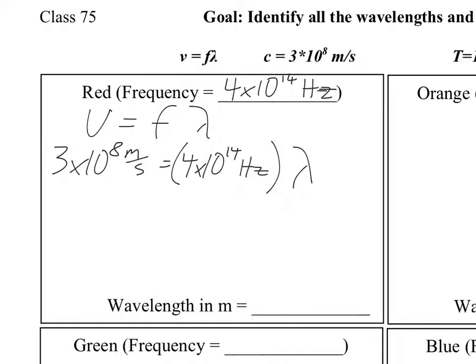Dividing both sides by 4 times 10 to the 14 hertz, and just be careful here when you do the division in your calculator. A lot of students forget to put parentheses around the second number when they divide. You should get about 7.5 times 10 to the negative 7 meters, and that would be our wavelength there.